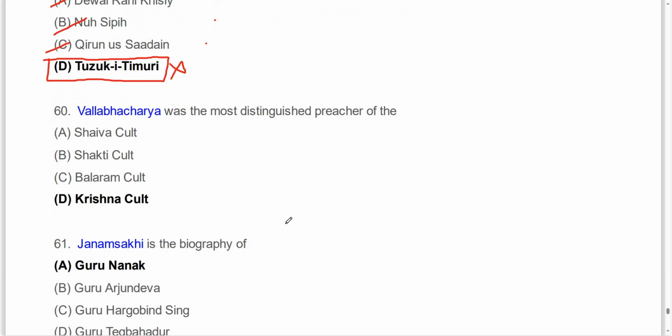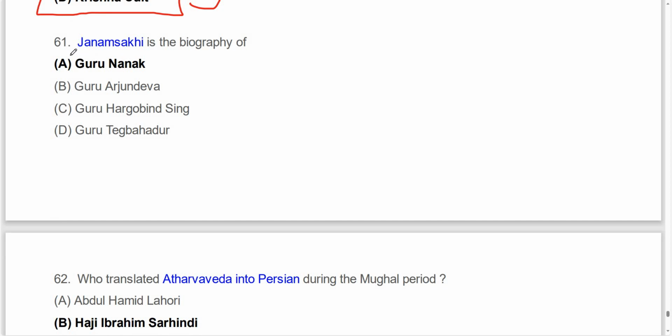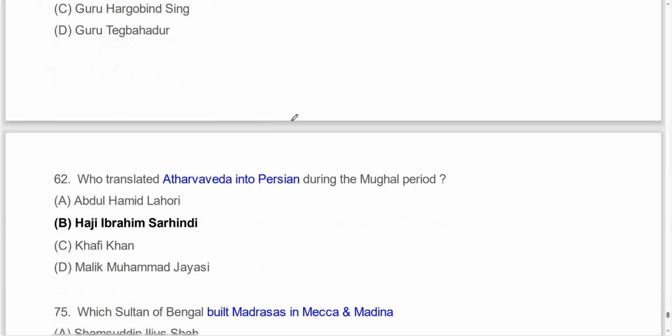Vallabhacharya was the most distinguished preacher of the Krishna Bhakti cult. Janam Sakhi is the biography of Guru Nanak.